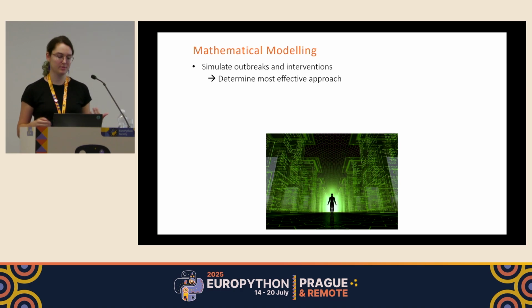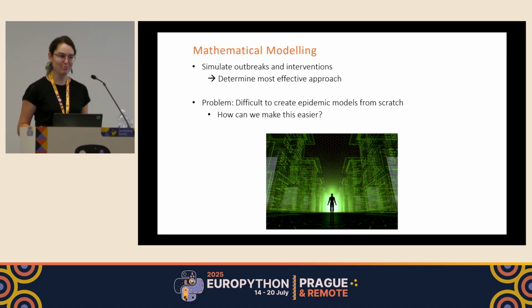The problem, however, is that it's actually quite difficult to create epidemic models that are fit for purpose from scratch. So as I said, it's very context dependent, and the different models that we create need to take into account things like which populations are significantly more at risk, or details about the geographical location that we're modeling. So there is a lot of work that goes into creating that from the bottom up. So how can we make this easier for people?